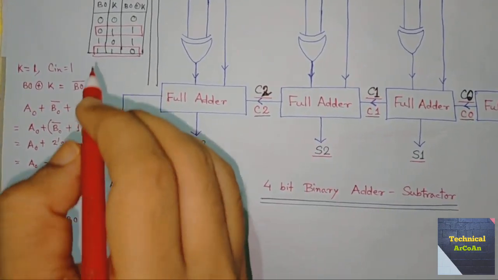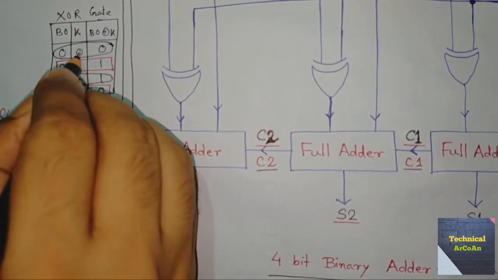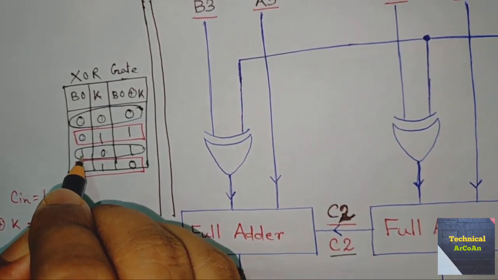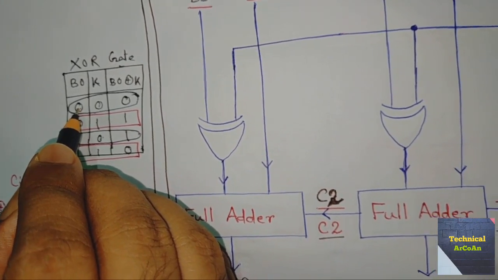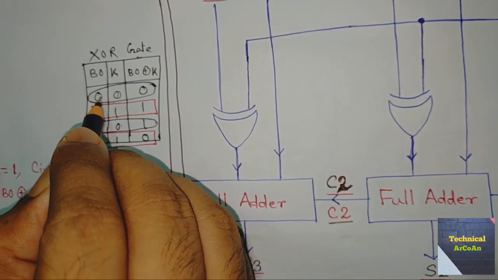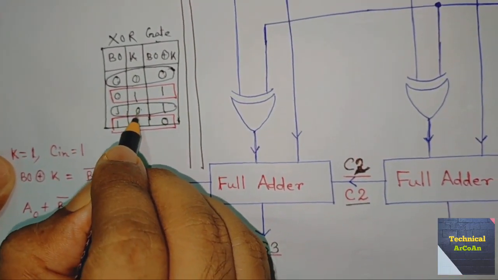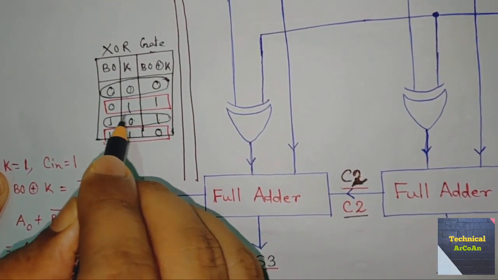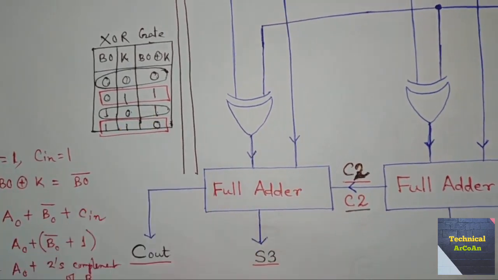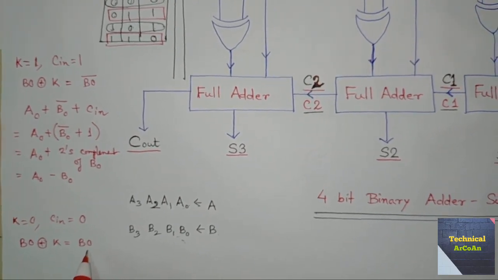How? Just think about that. Here the two cases are where K is 0. B0 may be 0 or may be 1. When B0 is 0 and K is 0, the output is 0, which means whatever the B0, the output will be the same. In the same way, when K is 0 and B0 is 1, the output is 1, so the output is again the same as B0. So we can write this equation: B0 XOR K equals B0.